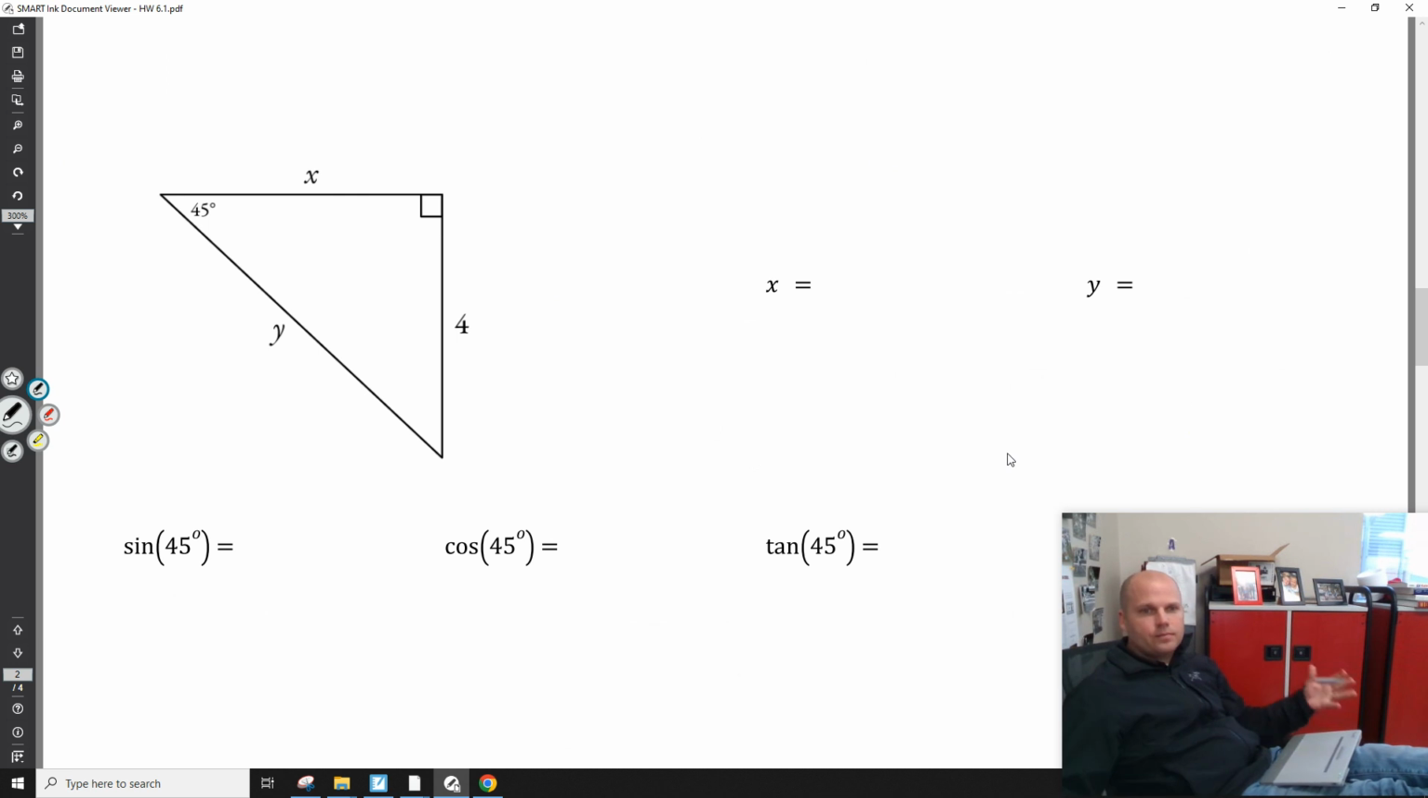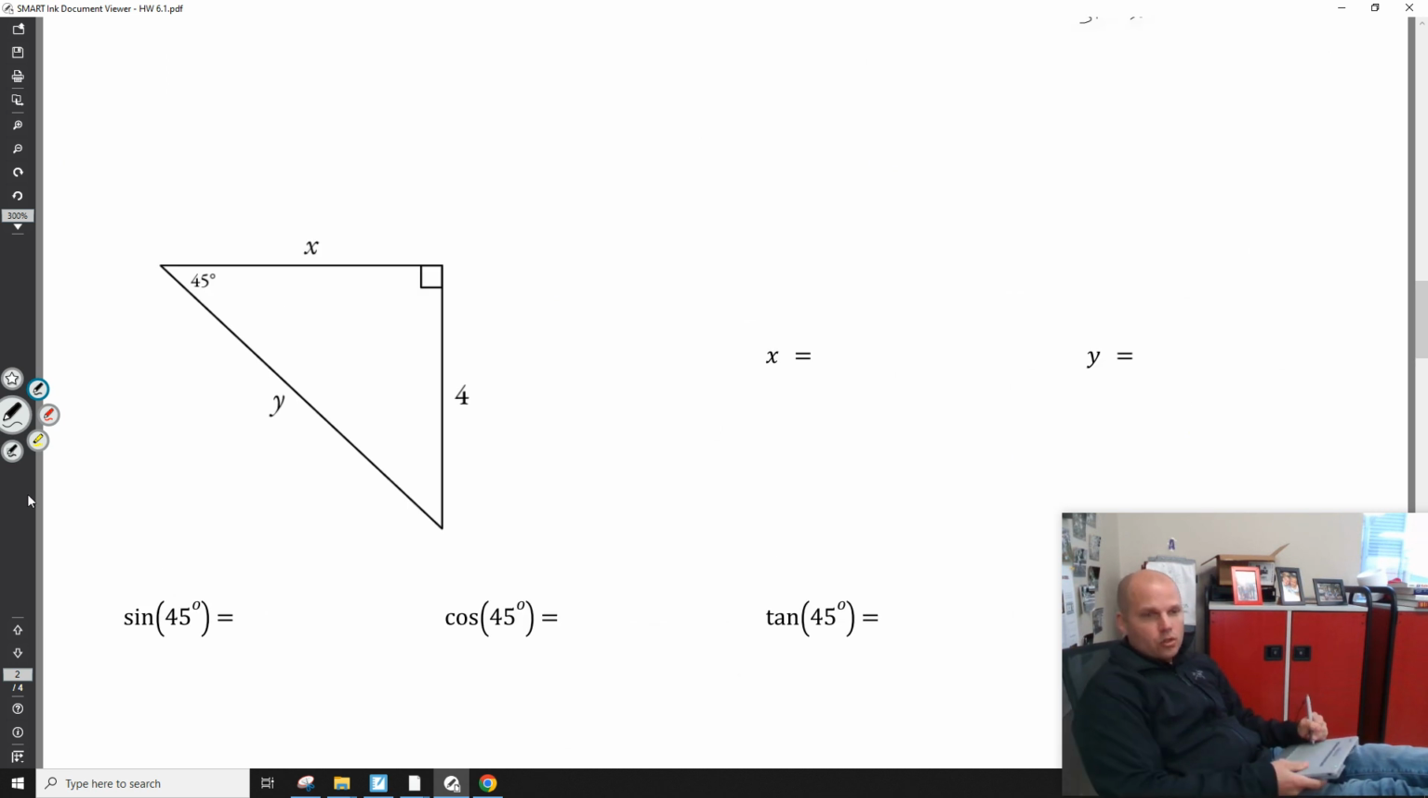Here's another idea. 45, 45, 90 triangle. You are responsible for knowing that if you have a 45, 45, 90 triangle, you have an isosceles triangle. If the hypotenuse is 1, the legs would have to be root 2 over 2. Now, this is going to be the same deal where it's okay, if you change the hypotenuse, you can just multiply these side lengths by things.